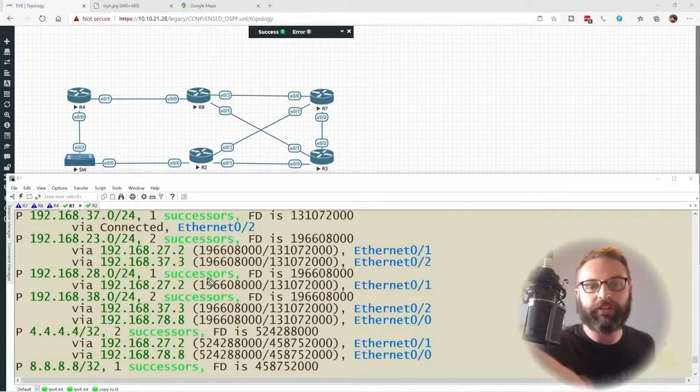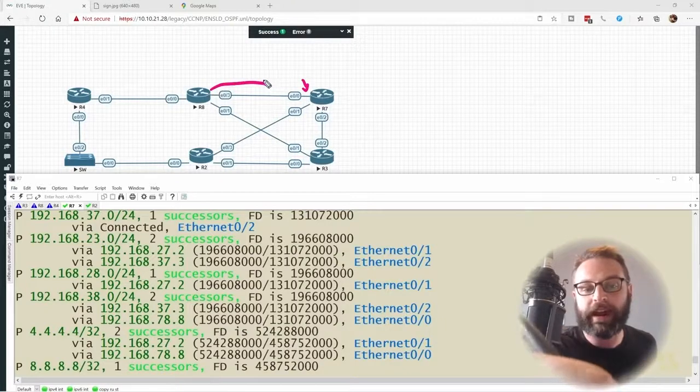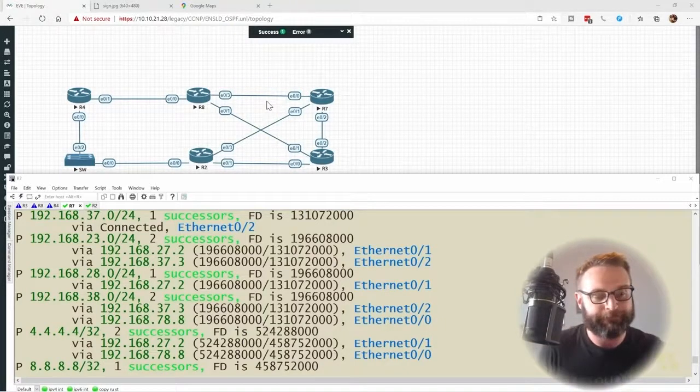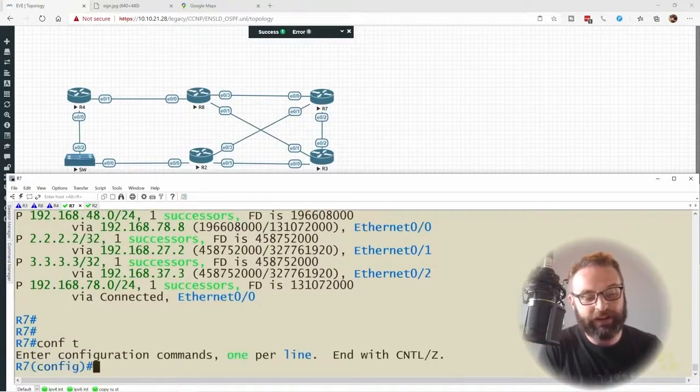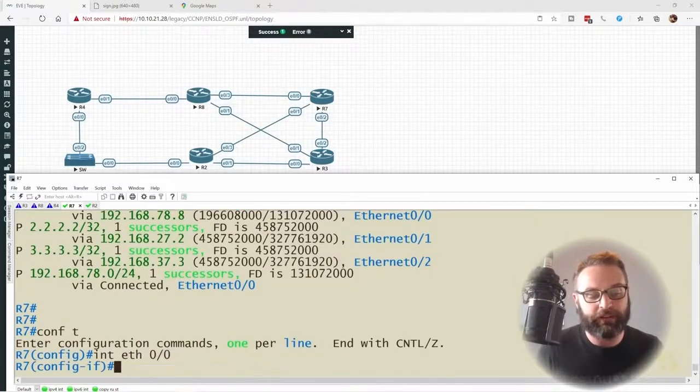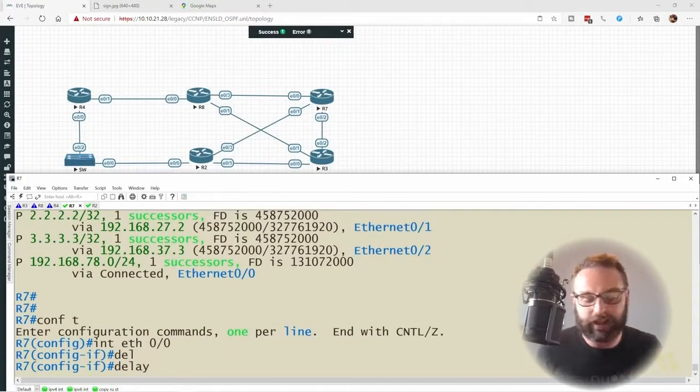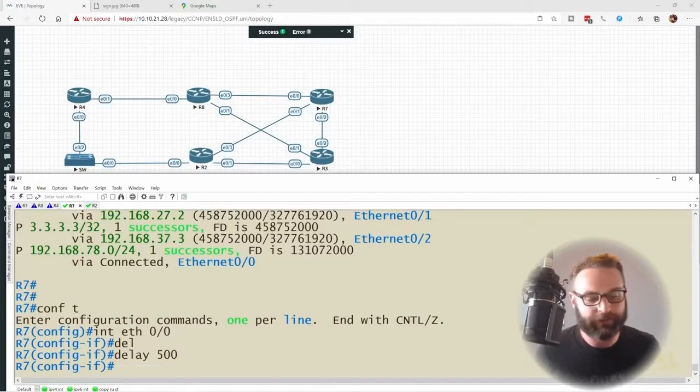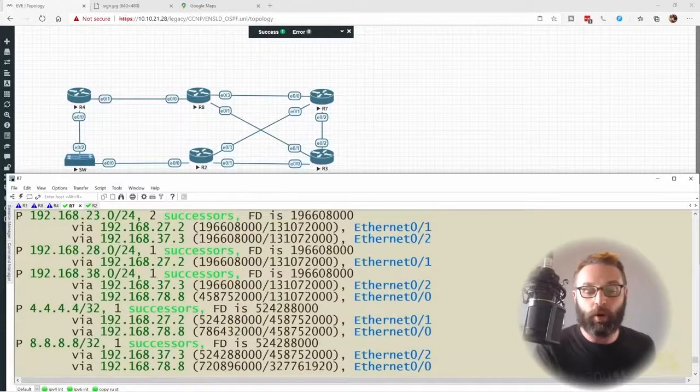So looking at R7 real quick, my Ethernet 0/0 interface is where R8 is advertising a prefix to me. Watch this. If I go into configuration mode, interface Ethernet 0/0, and I alter my delay to be something like 500, now I'll do show ip eigrp topology. Look at what we have here. This is the interesting scenario that I'm talking about. Just like I mentioned before, how we could engineer this so that traffic would only go through R3, this is exactly what we've done here.